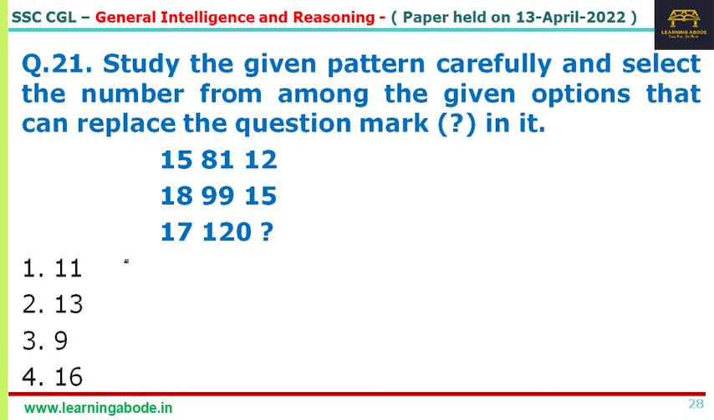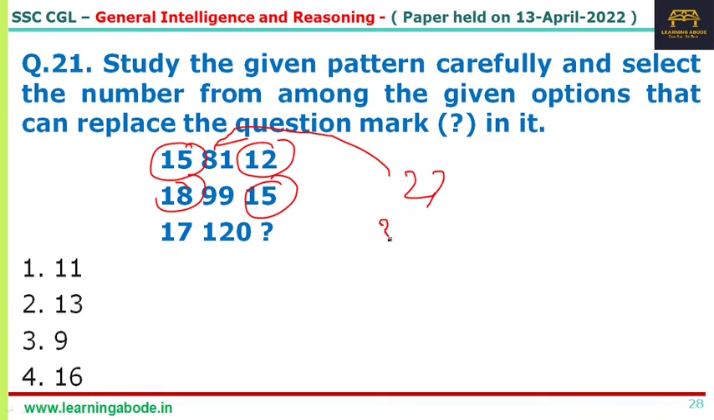Now question number 21. Now here it's not really an easy answer. 15 and 12. Okay, if you add, it's 27. 27 into 3, you get 81. 18 and 15, you get 33. 33 into 3, 99. Now 17, okay.